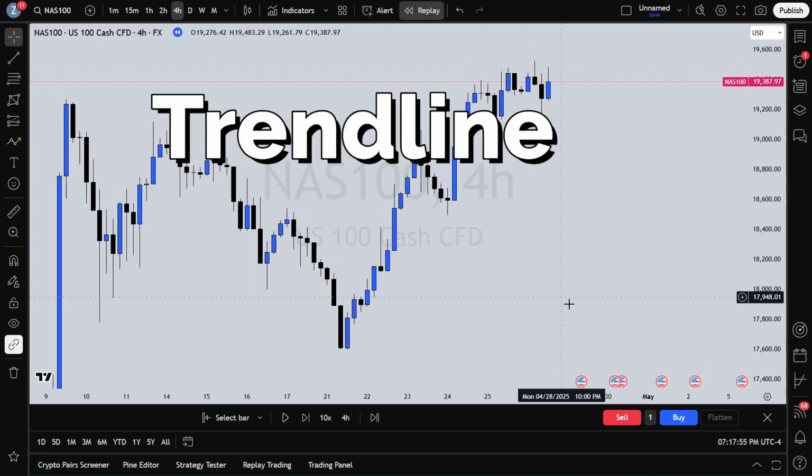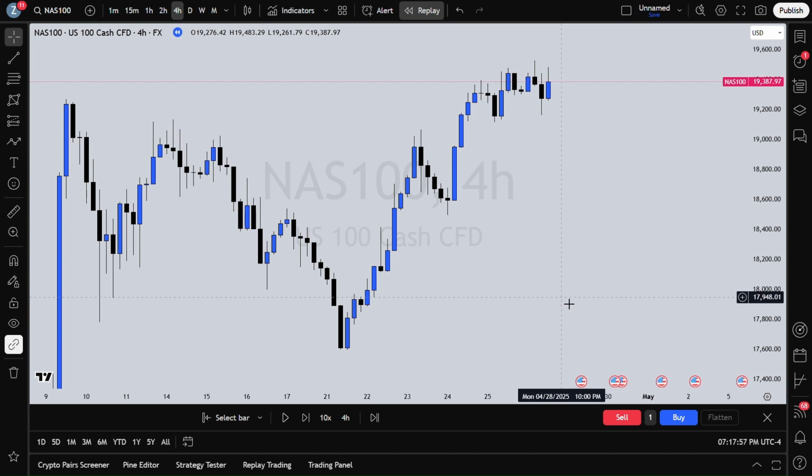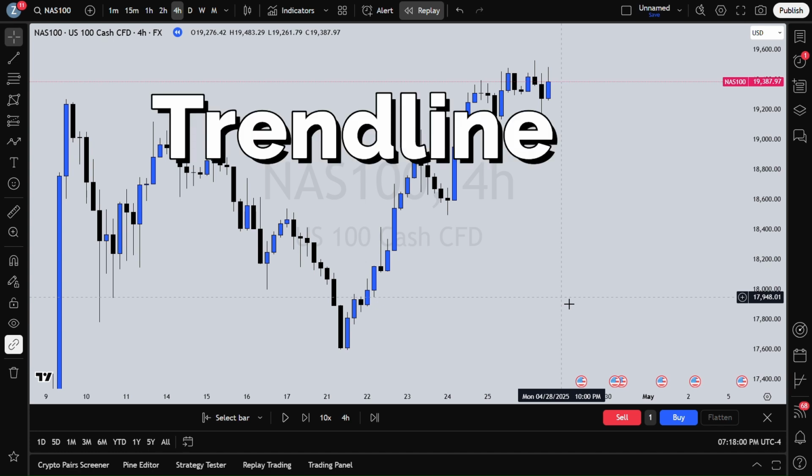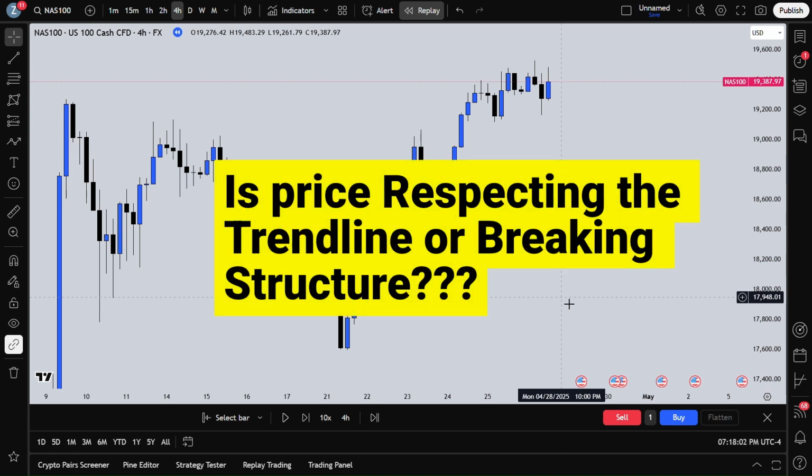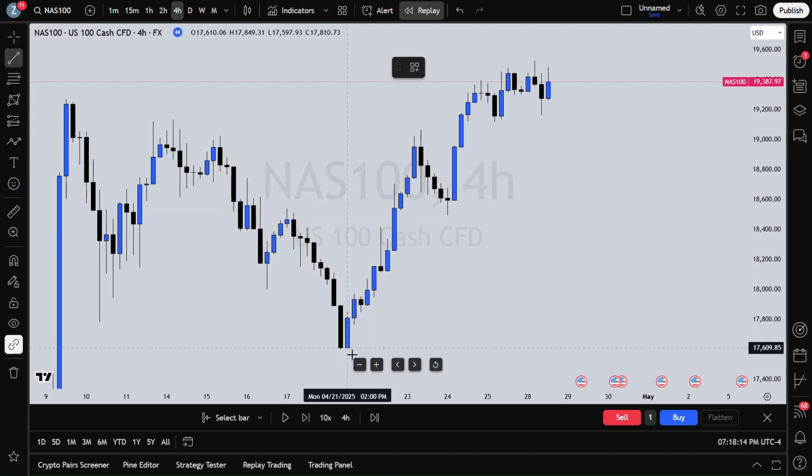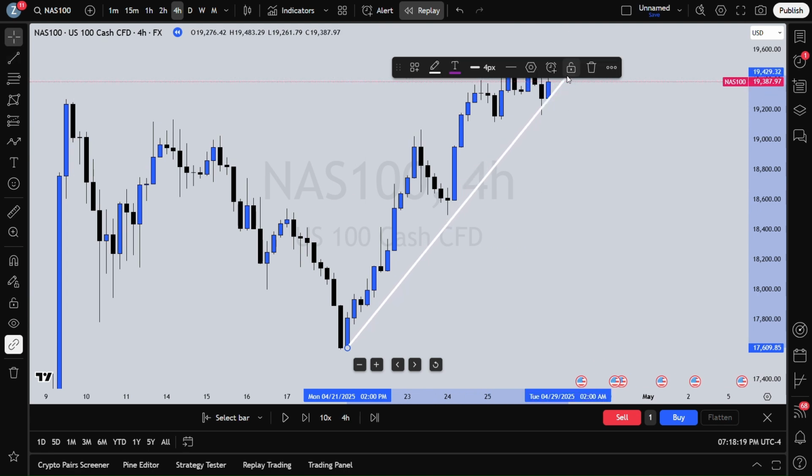Now, this is the final question that you need to be asking yourself before entering into the markets. Is price respecting the trend line, or is it breaking structure? That is the final question you are going to be asking yourself, and you are going to know that by taking the Trendline tool on TradingView, finding the most recent low, and extending up to where price currently is. Now, when you draw your lines, your touch points are not going to touch the lines exactly spot on. Just know it's supposed to reach that area at least.